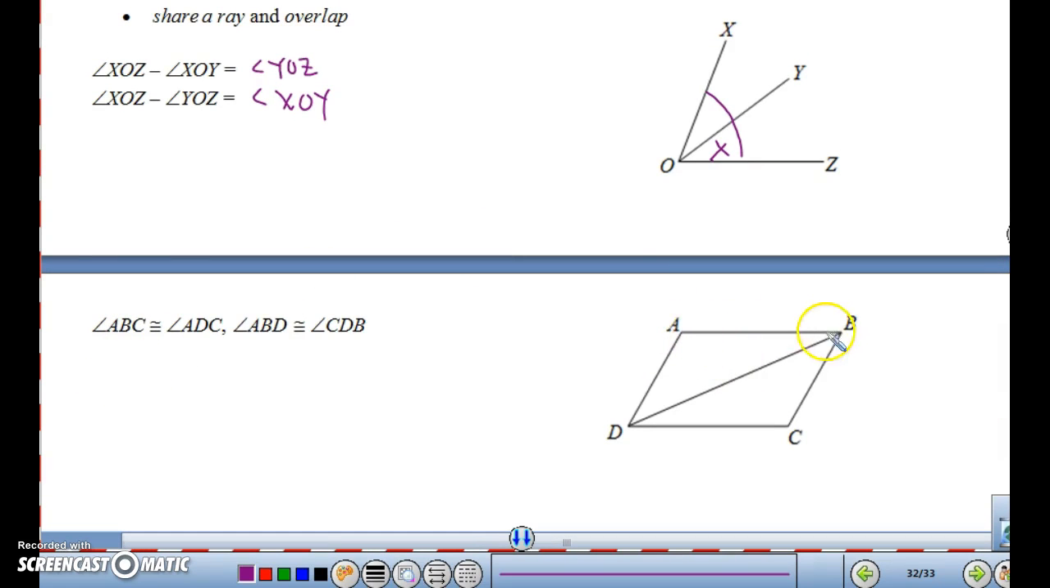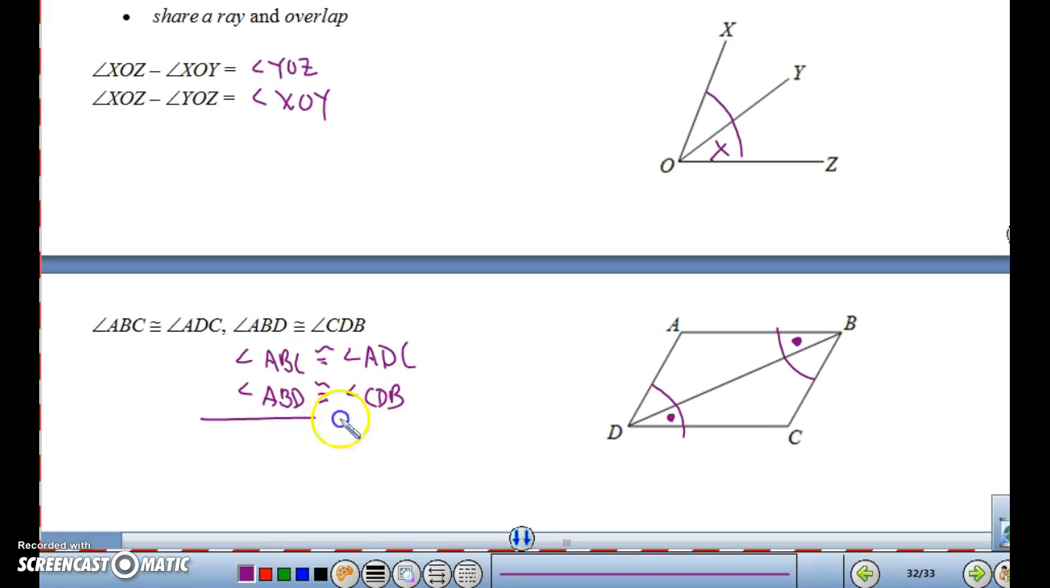So if we apply this to our next problem, let's look at our angles. Angle ABC, which is this big angle here, is congruent to angle ADC, which is this angle here. And then we also have the angle ABD, I'm going to mark the corner in like this, is congruent to angle CDB right there. If I subtract those two angles, what angle am I left with? Let's line them up. ABC is congruent to ADC. And then I have angle ABD is congruent to angle CDB.